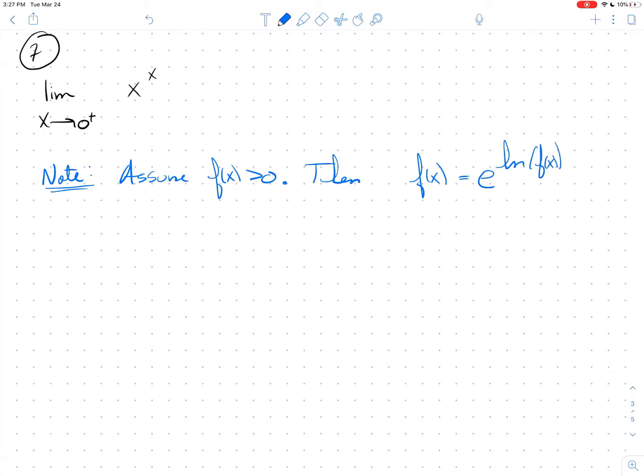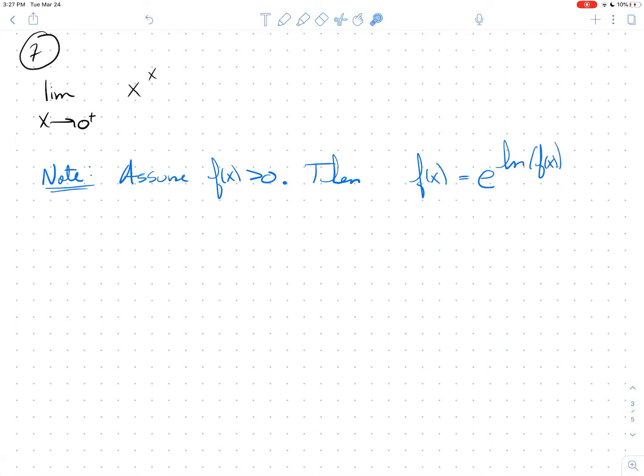Well, because ln of x and e to the x are inverse to each other, and since f of x is bigger than 0, then f of x is in the domain of the natural log, and so this composition works. You can look back in your notes. This is just basic properties that we talked about with the exponential function. So the point is, if you want to study the behavior of f at a point, if you want to take its limit at a certain point, well, natural log is continuous on its domain. e to the x is continuous on its domain.